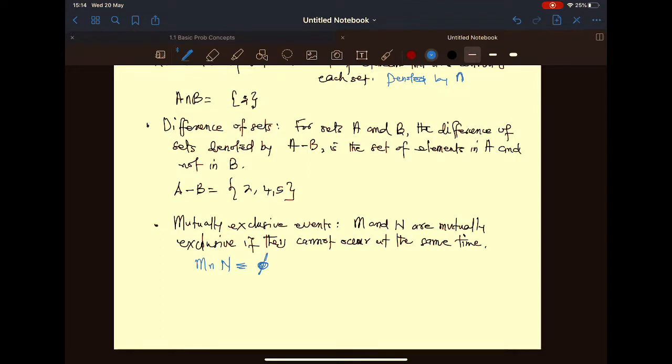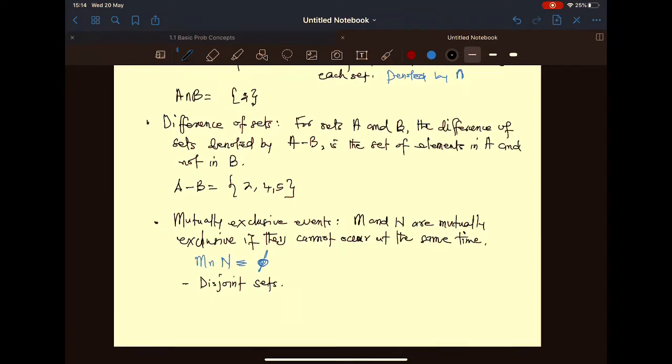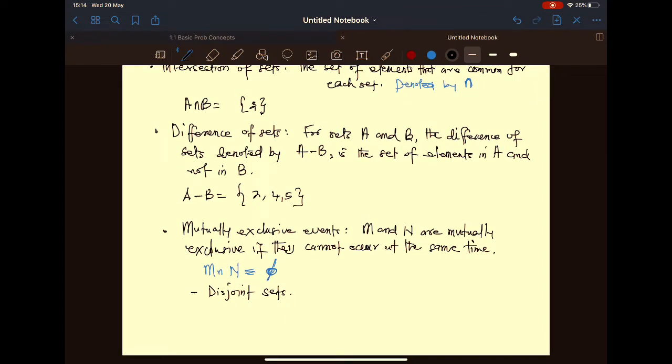Now, when we see mutually exclusive events, we have another concept that comes to mind, and that is the concept of disjoint sets. So mutually exclusive events are disjoint sets.